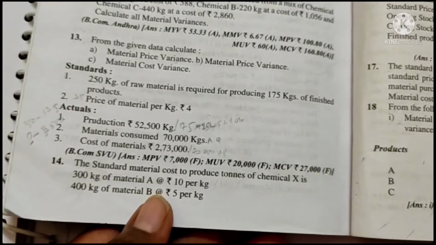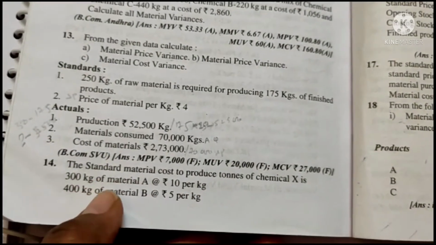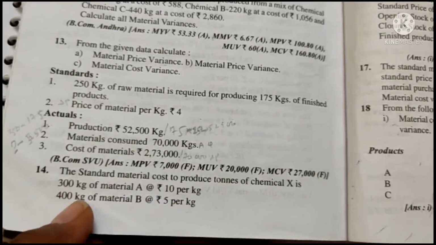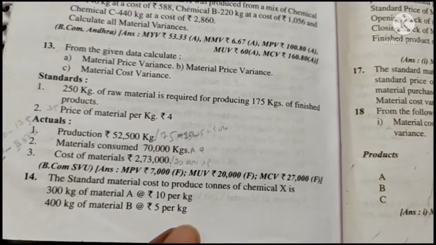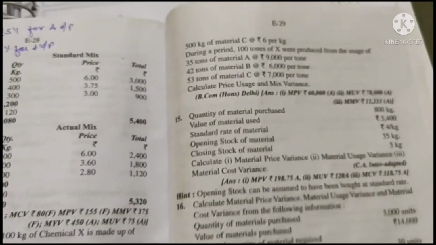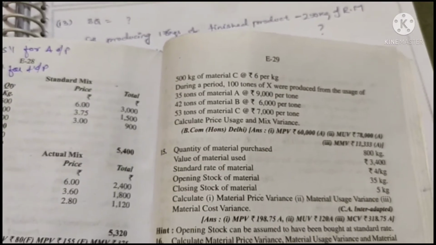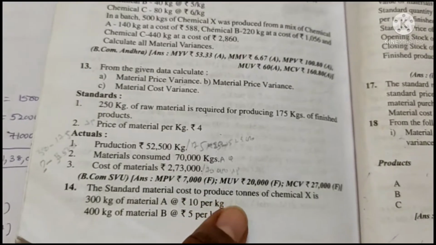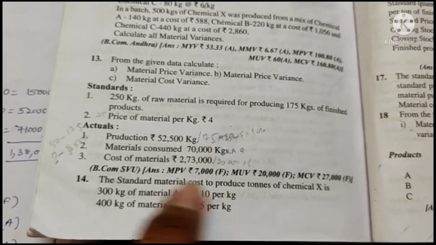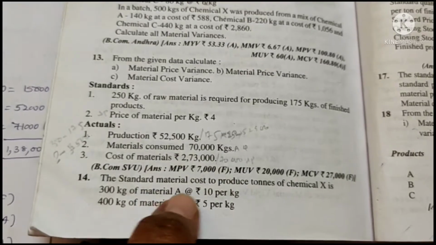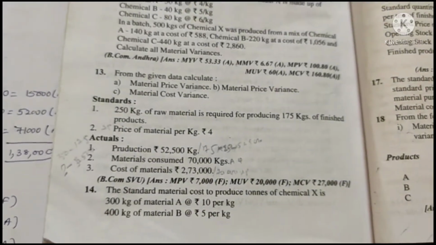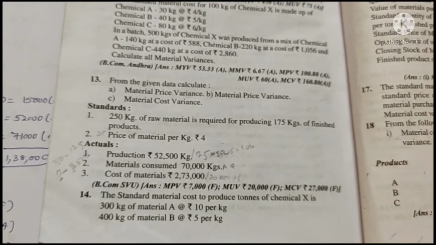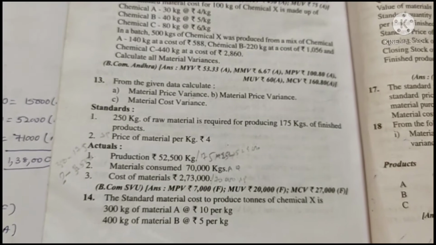The standard material cost to produce a ton of chemical X: 300 kg of material A at a rate of 10 per kg, 400 kg of material B at a rate of 5 per kg, and 500 kg of material C at a rate of 6 per kg. Here he has given the standard information per ton. For producing chemical X, 3 items are required: material A, material B and material C.